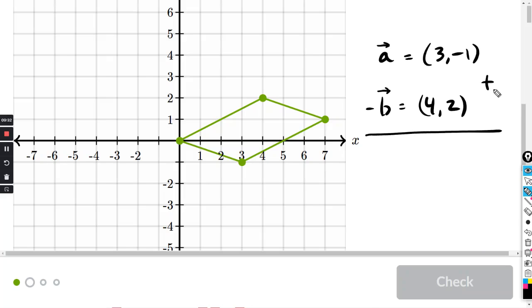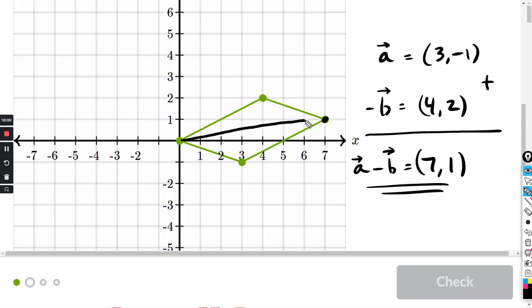If I add them, I am going to get A minus B, because I'm adding negative B. So 3 plus 4 is 7, and negative 1 plus 2 is positive 1. So that's going to be A minus B. And I think we have it already. 7 on the X, 1 on the Y. So this is it right here. This would be your resultant vector using the parallelogram method.